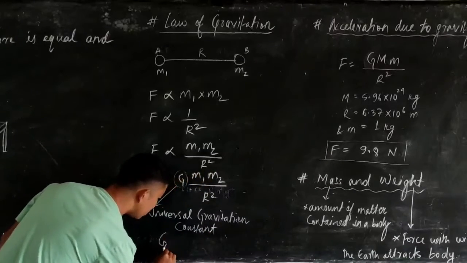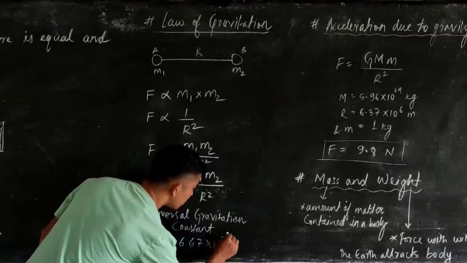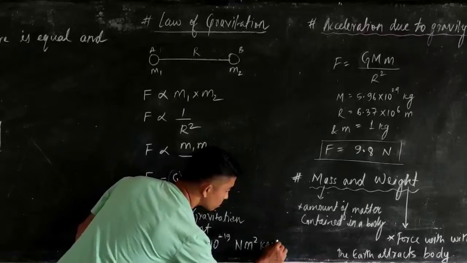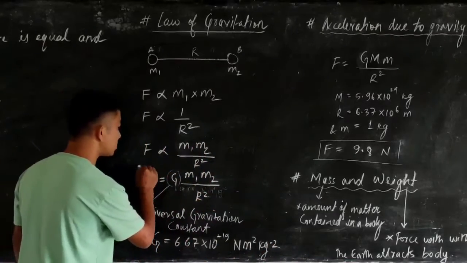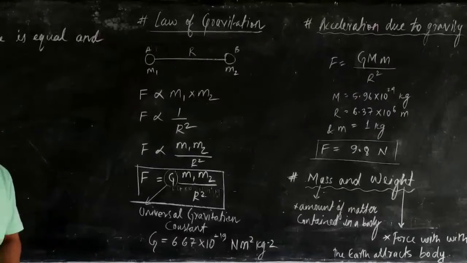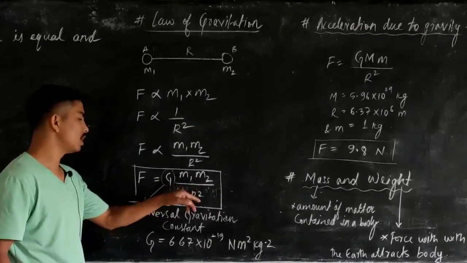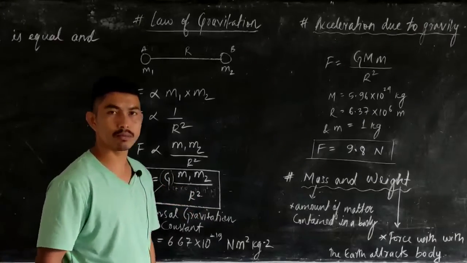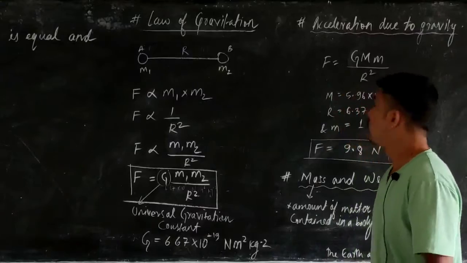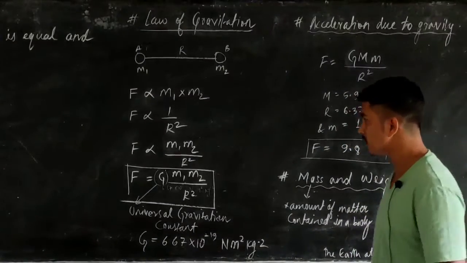and its value is G equals 6.67 times 10 to the power minus 11 Newton meter square per kg square. Thus this is the mathematical expression of the universal law of gravitation, which states that the force of attraction is directly proportional to the masses and inversely proportional to the square of the distance separating those two objects.